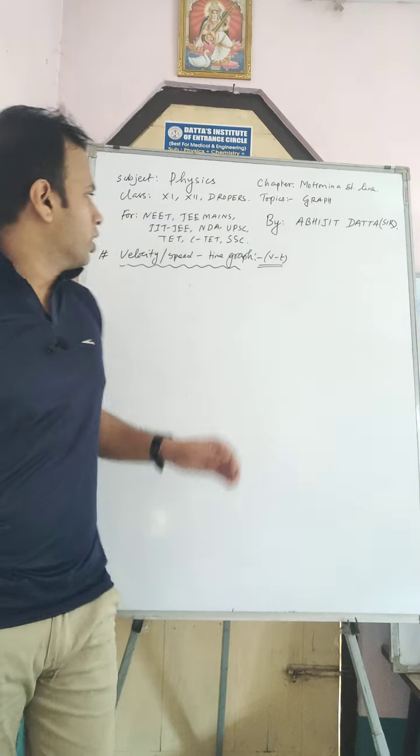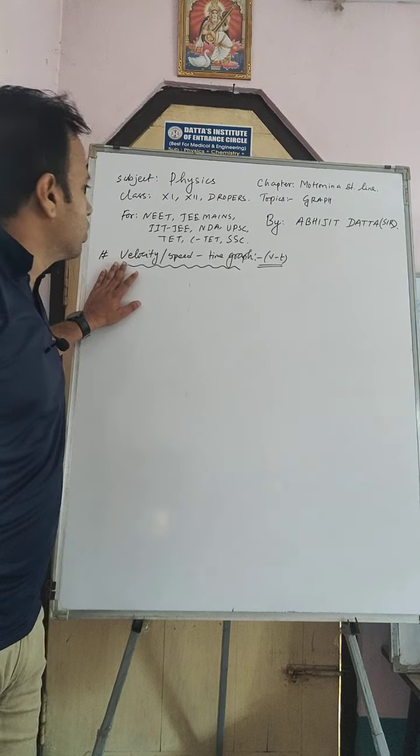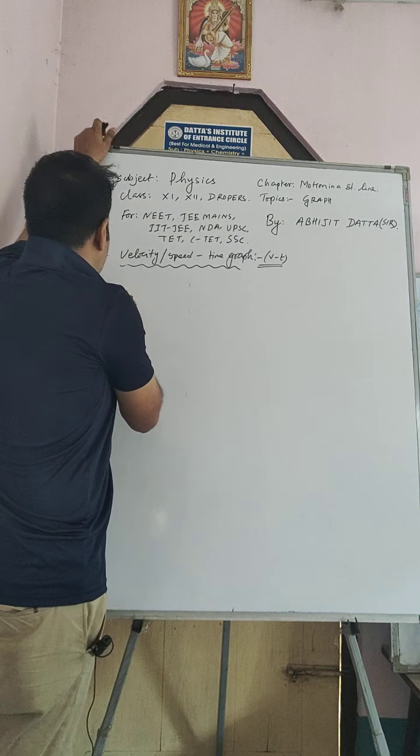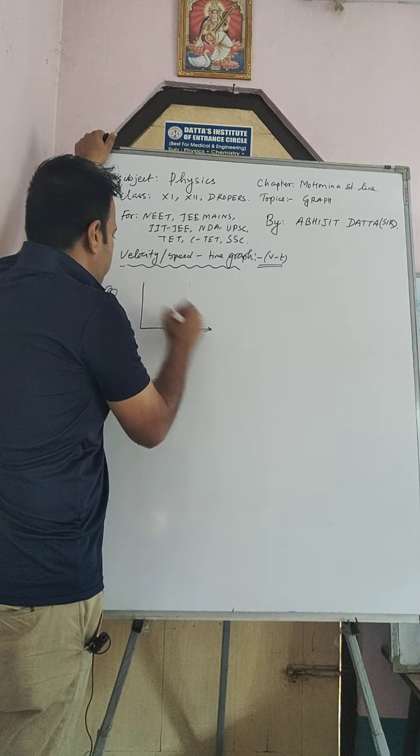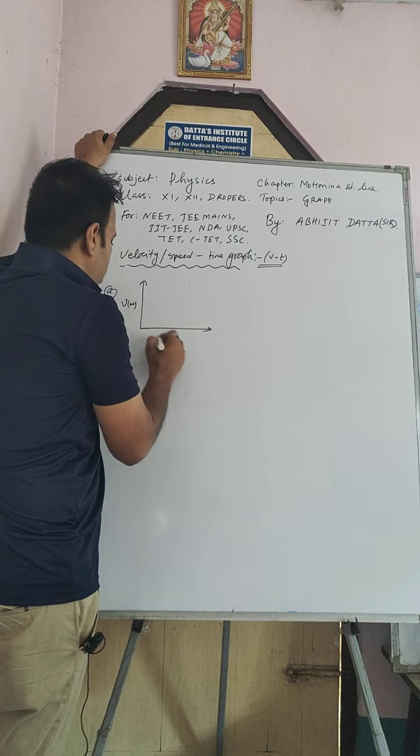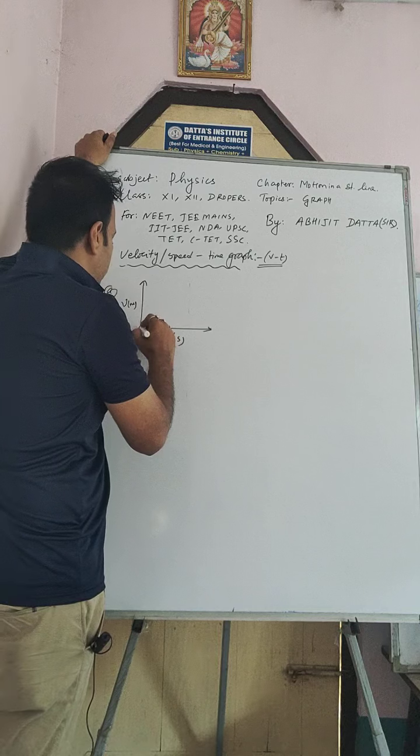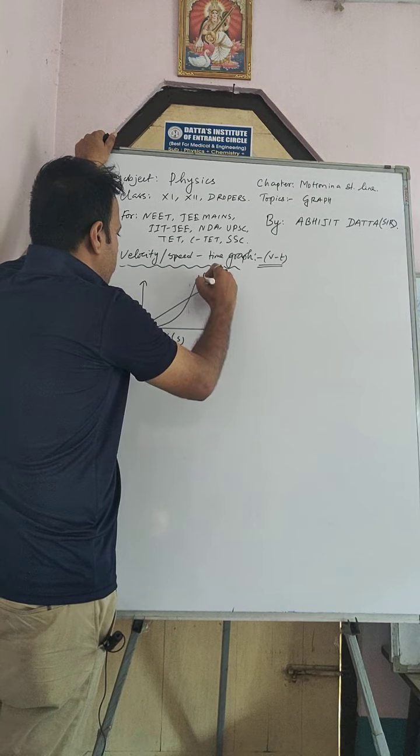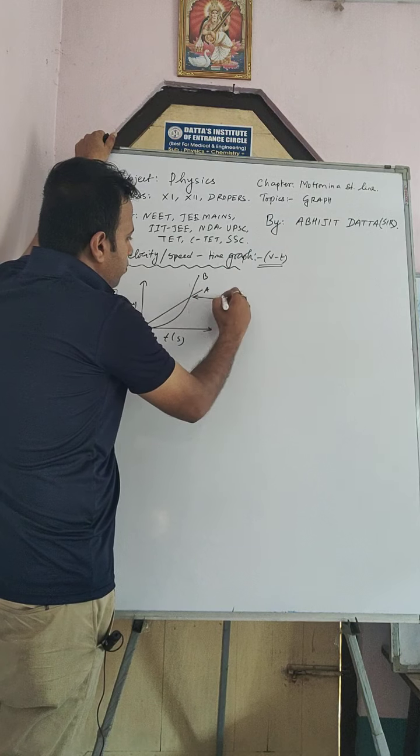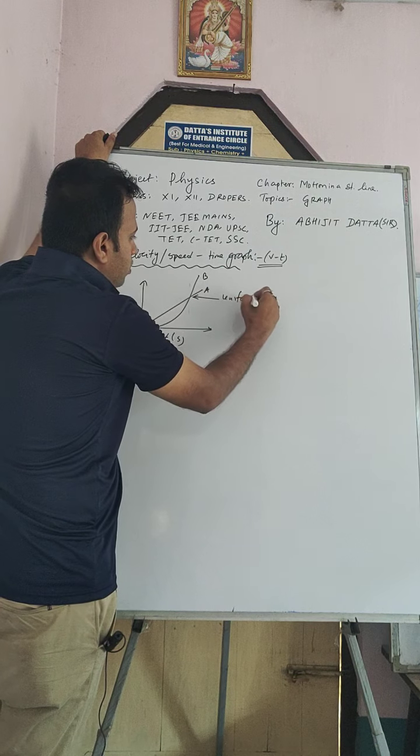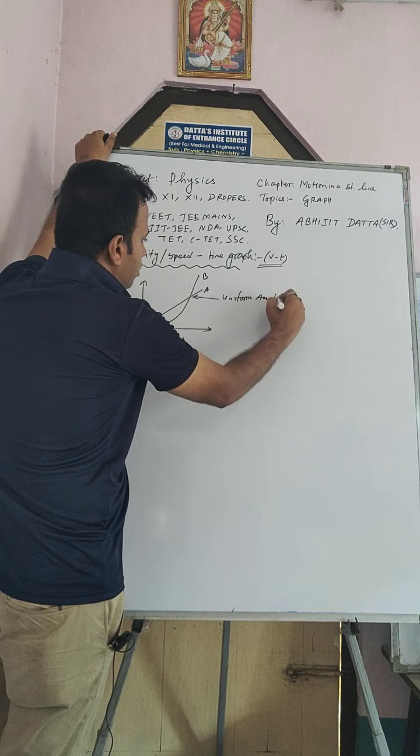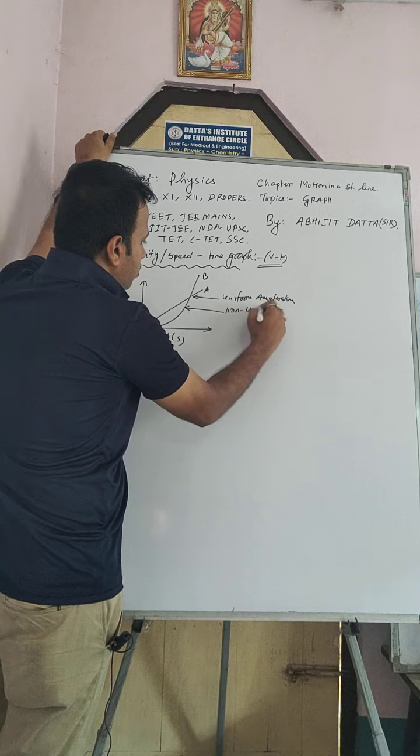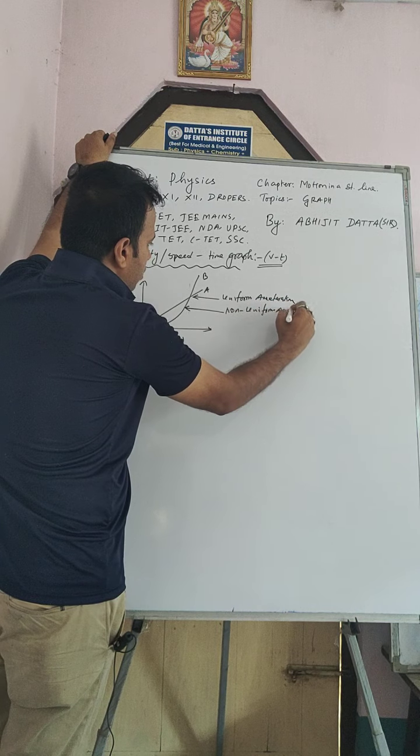Now we will study the different types of velocity graphs. What are the different important types of velocity graphs? Number one: suppose this one is velocity in meters per second and this one is time in seconds. This one is one graph and this one is another graph. There is A and it is B. The first one will be uniform acceleration, and the second one will be non-uniform acceleration.